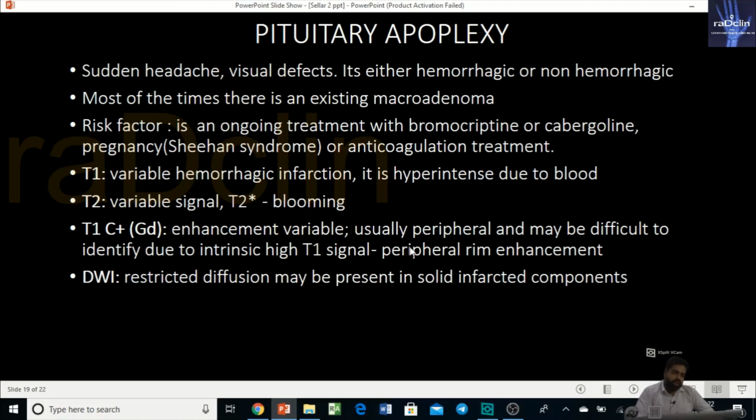However, there is usually a peripheral enhancement, a peripheral rim enhancement. Why? Because the central gland could be infarcted due to hemorrhagic or non-hemorrhagic involvement of the pituitary gland. So there's a peripheral rim enhancement. On DWI, there's a restricted diffusion which is present in solid infarcted components.